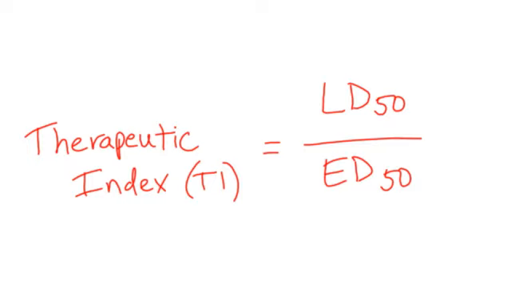And then consider the denominator. If ED50 is small, that means a very, very small dose of the drug is going to be effective, and that's also going to increase your therapeutic index. So a high therapeutic index is good. You can have a high therapeutic index either when the lethal dose is very, very high or if the effective dose is very, very low.